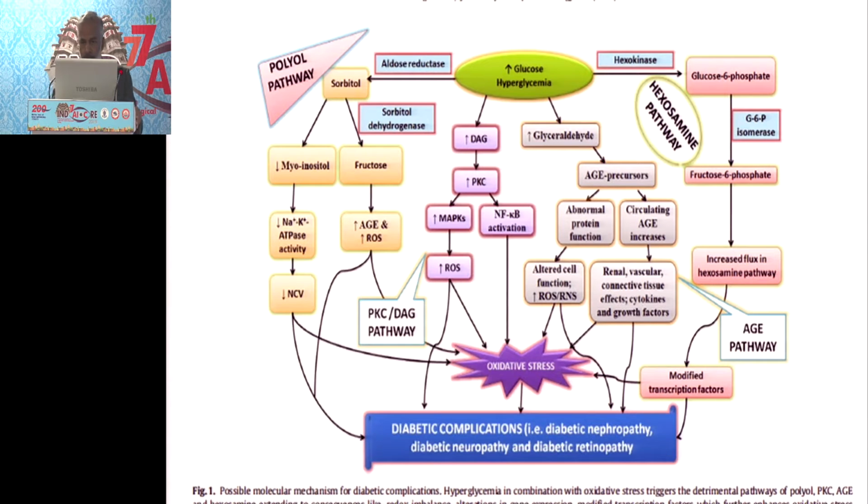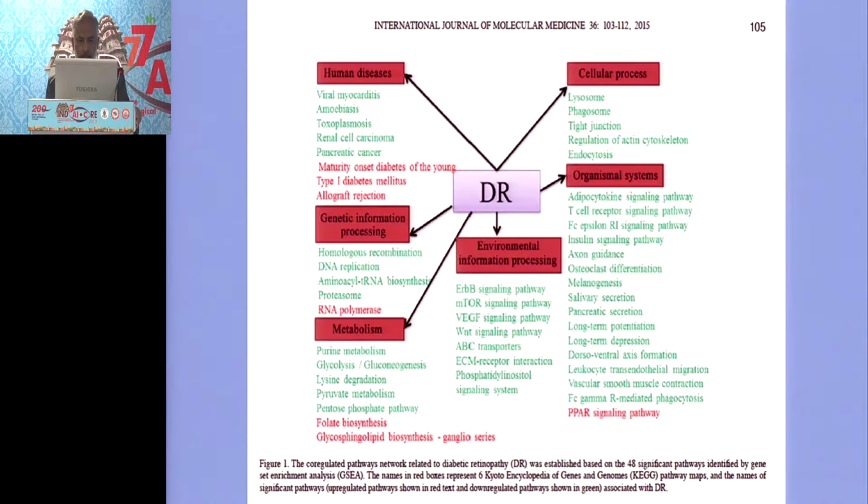This is exactly what happens in the retina when you have a hyperglycemic status, and all the pathways from polyol to hexosamine pathway to AGE, and all of them lead to oxidative stress and then lead to nephropathy, neuropathy, or retinopathy complications in the entire microvascular architecture of the body.